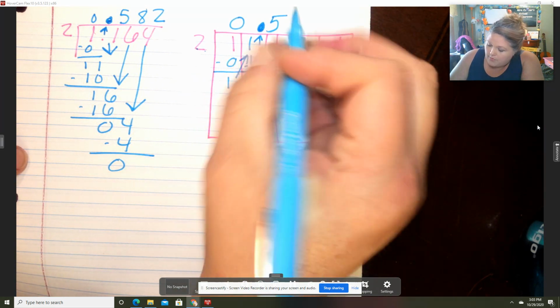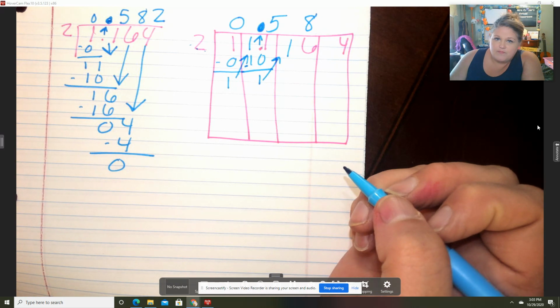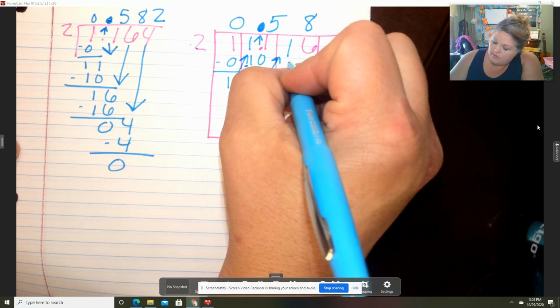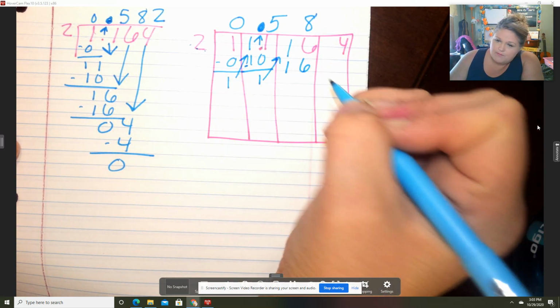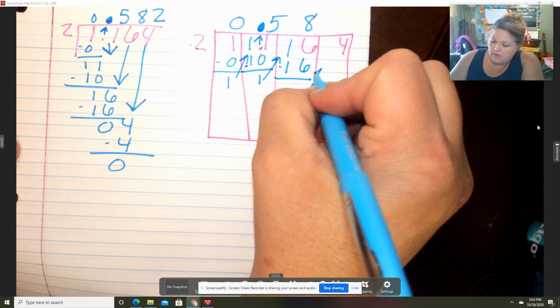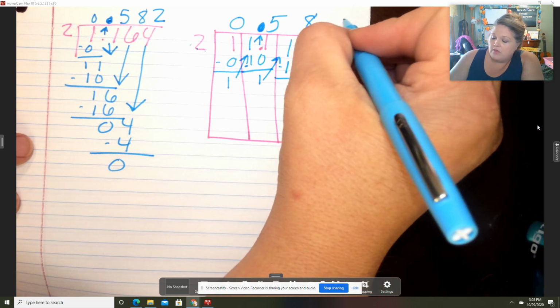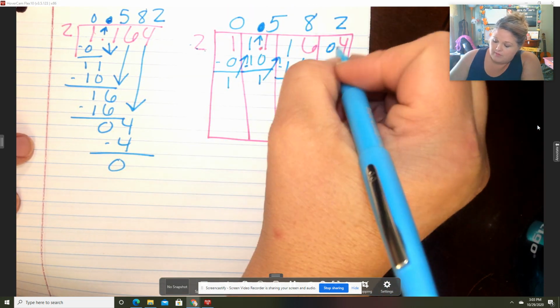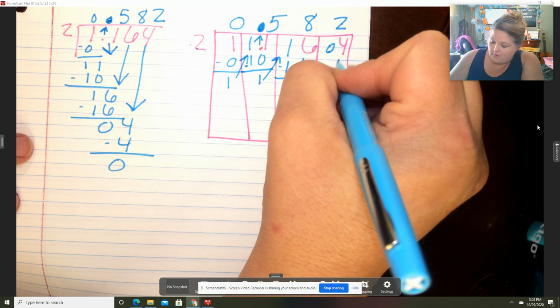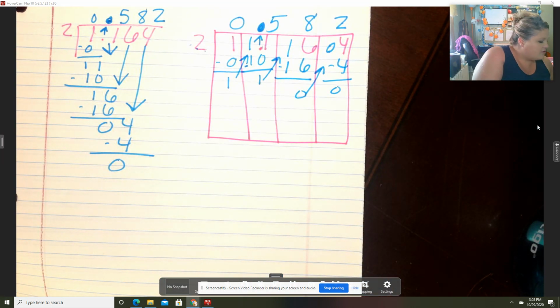Bring my 1 up. 2 goes into 16 8 times. 8 times 2 is 16. And now I'm going to subtract, and that's 0. 0 goes up here. 2 goes into 4 2 times. 2 times 2 is 4. And that is 0. All right, let's do another one.